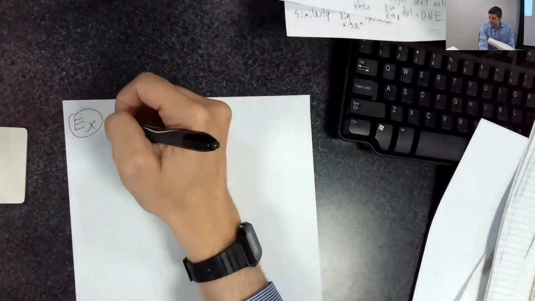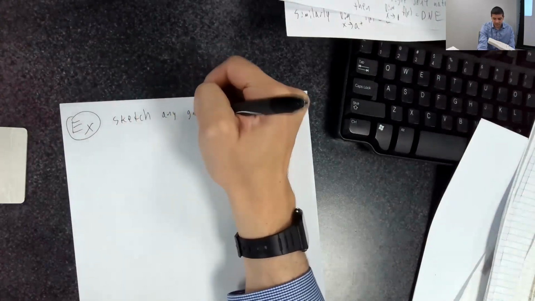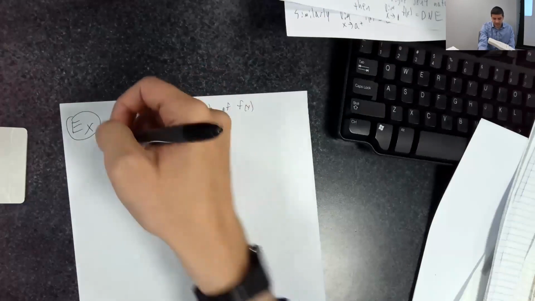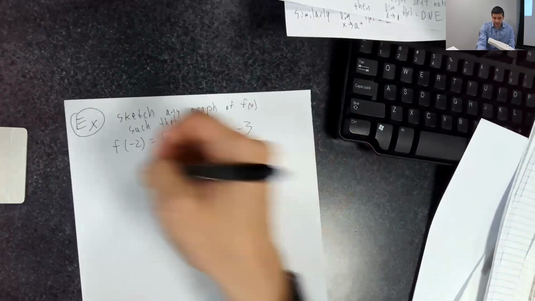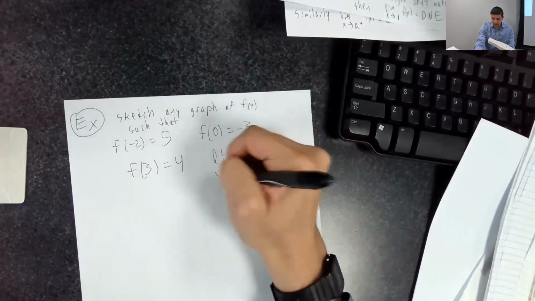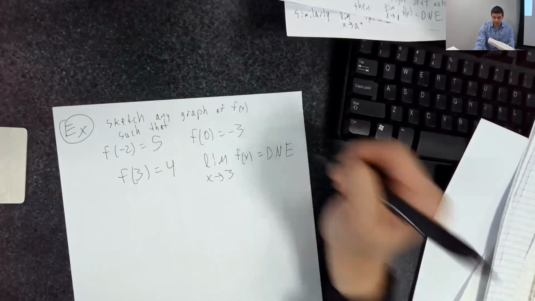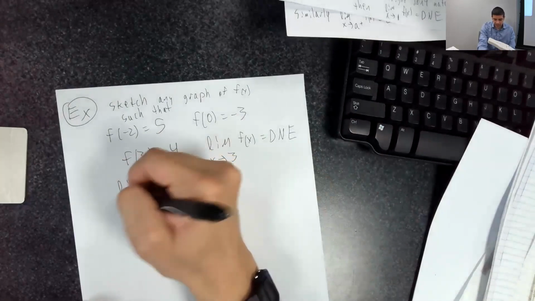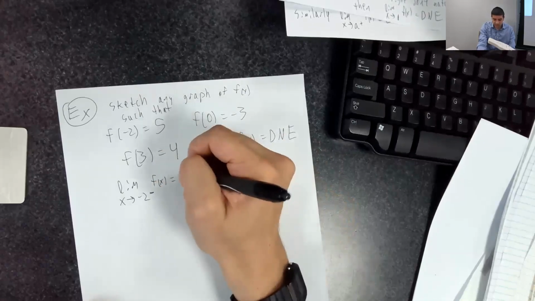Not as complicated as that one, but sketch any graph of f of x such that, let's say, f of -2 is 5, f of 0 is -3, f of 3 is 4, the limit as x goes to 3 of f of x is DNE, and the limit as x goes to -2 from the left of f of x is 2.